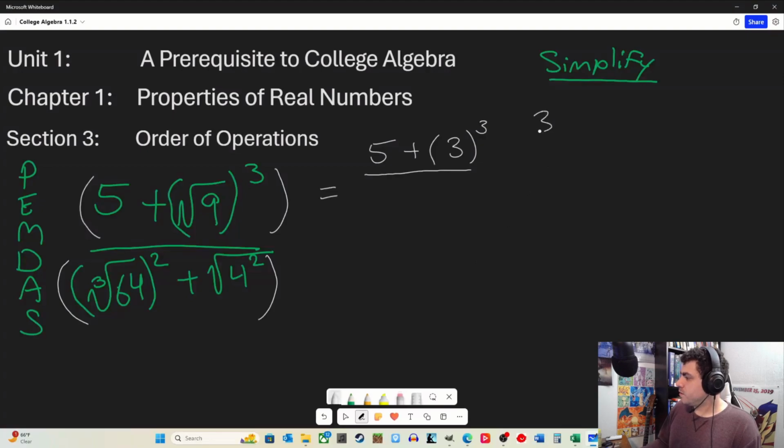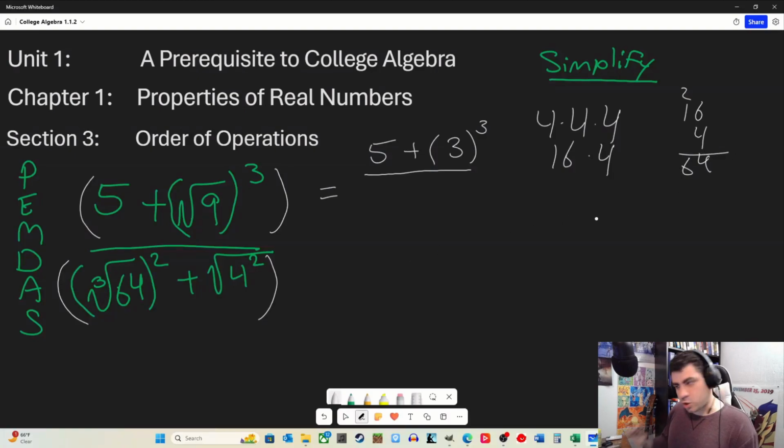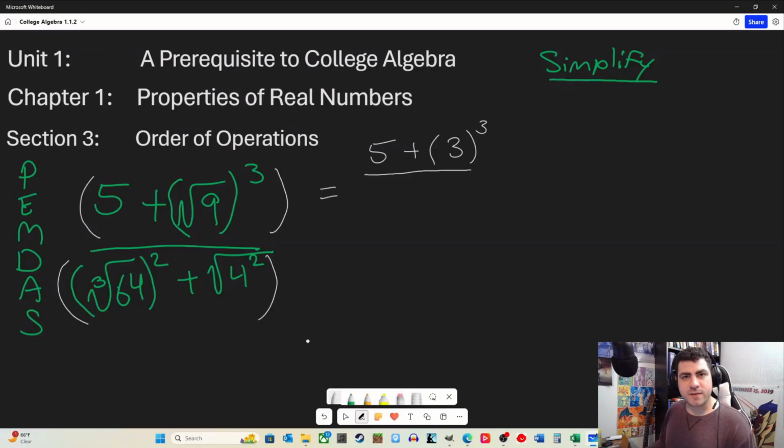What about 3? 3 times 3 times 3. This gives us 9 times 3, 27. Not it. So let's try 4. 4 times 4 times 4. 16 times 4. What's 4 times 16? Let's find out. 64. So the cube root of 64 is 4. And we found that using basic arithmetic. You didn't even need a calculator for big numbers like that.